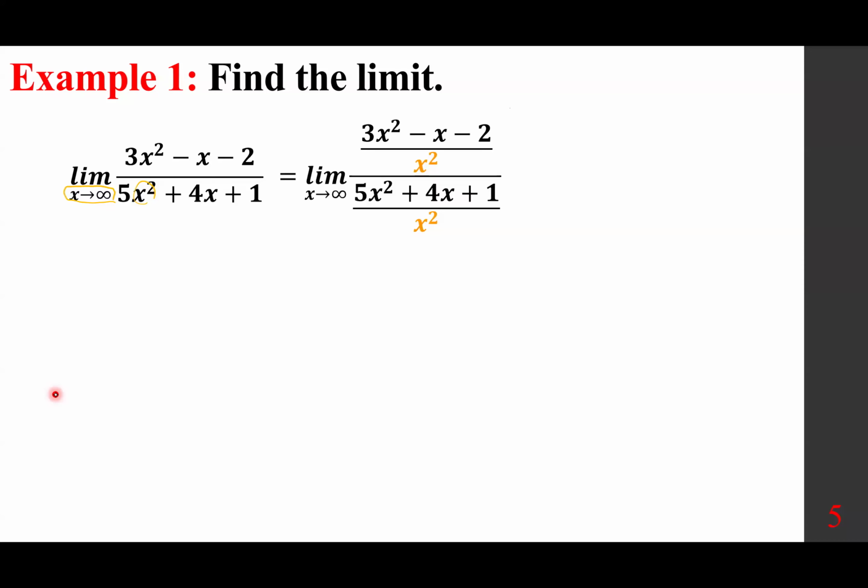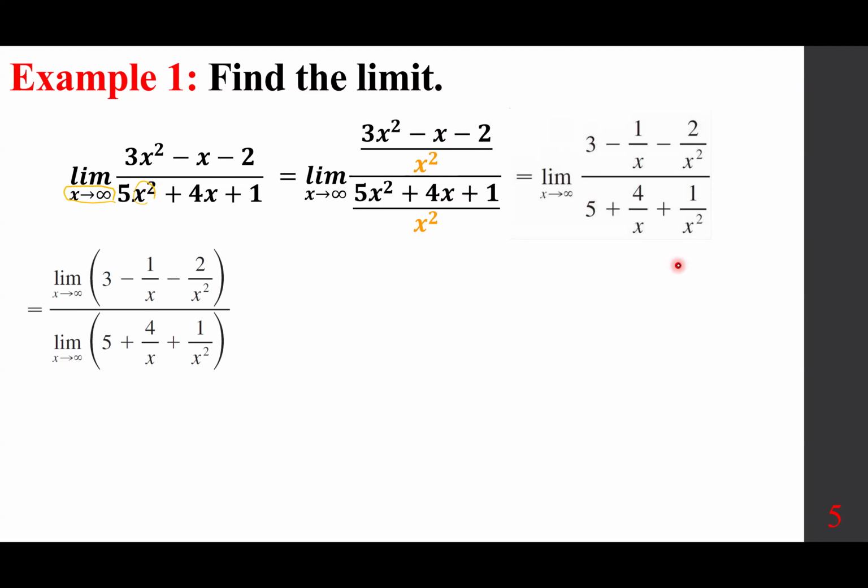And we are going to make up three fractions here: 3x squared over x squared, minus x over x squared, minus 2 over x squared, and we're going to do the same thing to the denominator. Applying the limit laws, we're going to apply the limit to the top and the bottom. Continuing with the limit laws, we apply the limit to each term in the numerator as well as each term in the denominator.